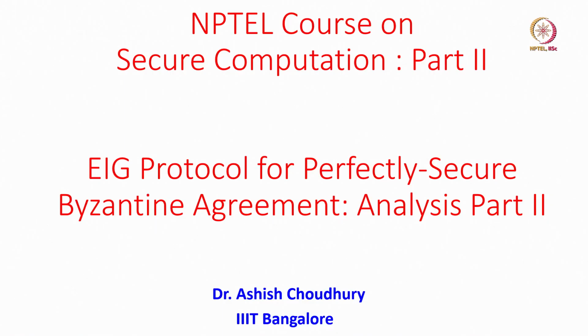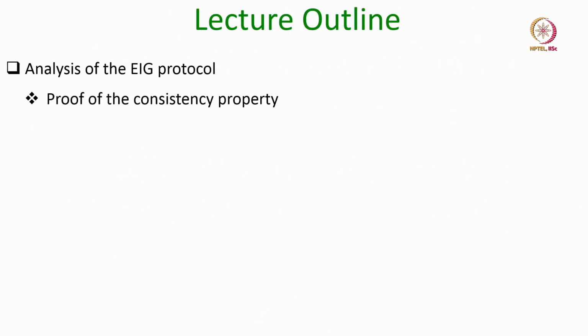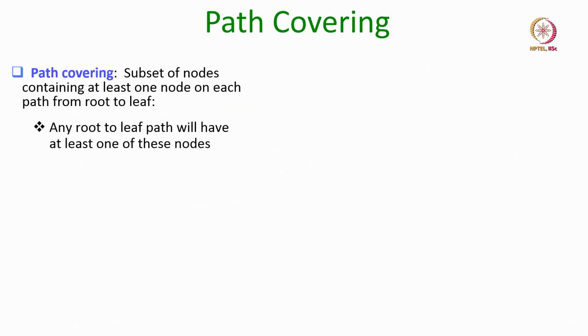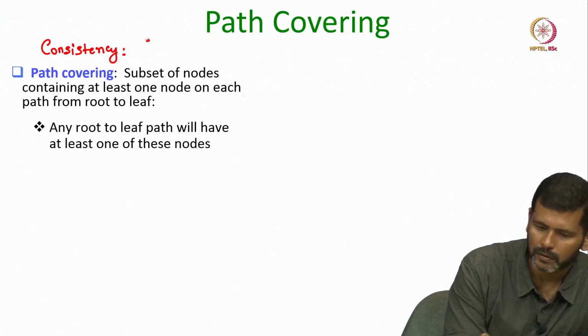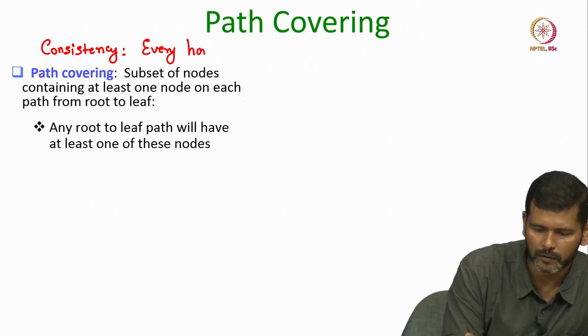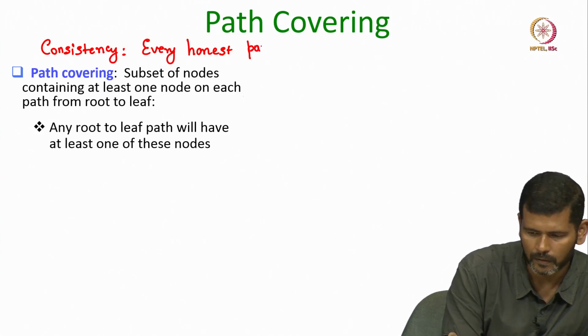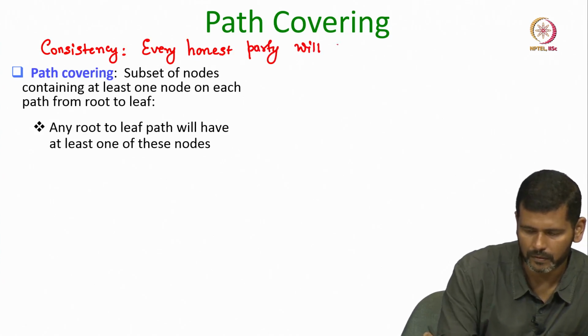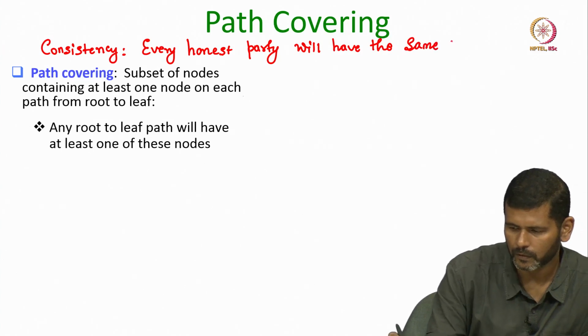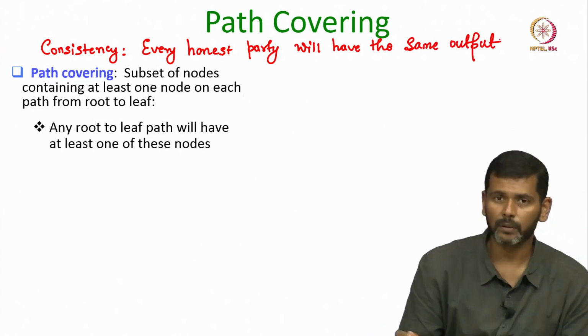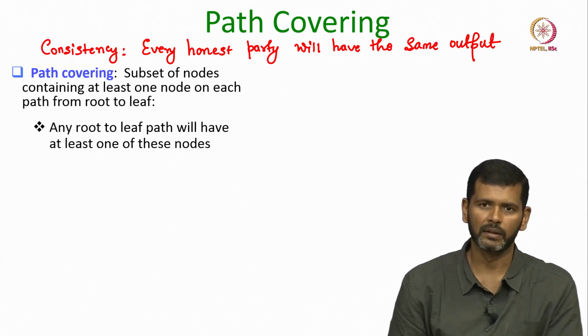In this lecture, we will complete the proof of the consistency property for the EIG protocol. In the last lecture, we proved the validity and the liveness property. So, to prove the consistency property, and what is the consistency property? The consistency property is that every honest party will have the same output irrespective of what messages the bad parties or the corrupt parties communicate during the protocol.